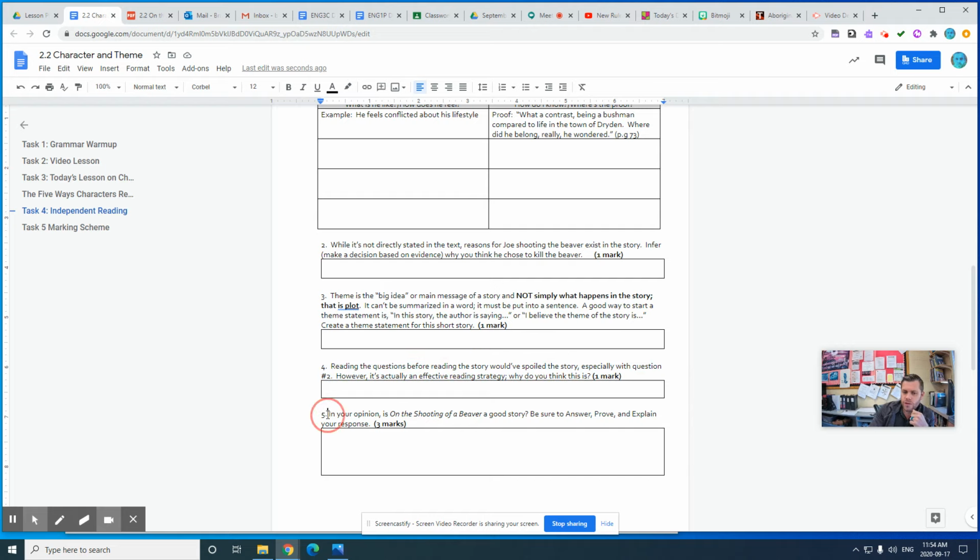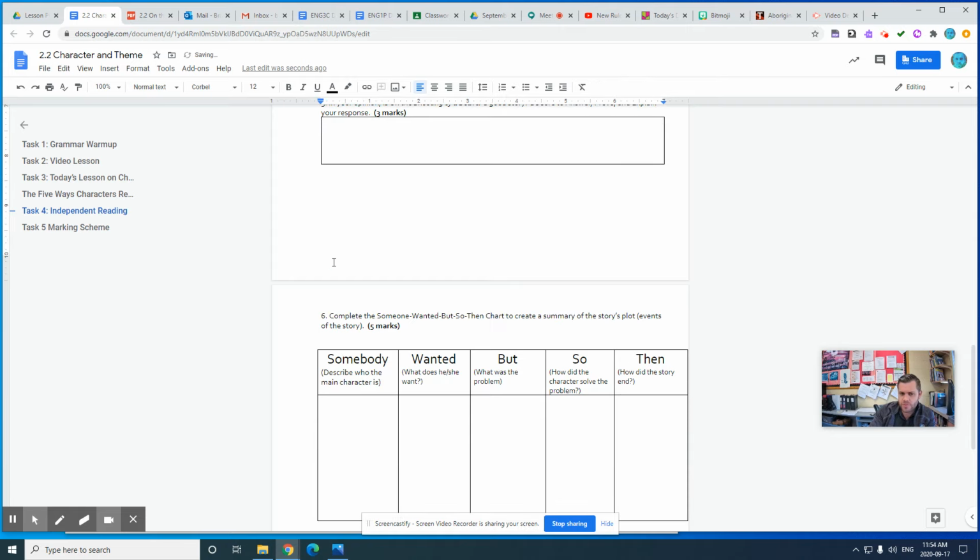5, in your response, is the shooting of the beaver a good story? Be sure to answer, prove, and explain your response. So remember this from Unit 1. I'd like you to answer, prove, and then explain why you think this is a good story or not.